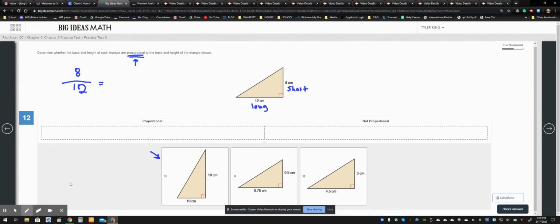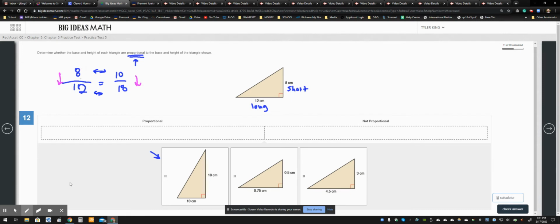Now, we're looking at our two legs here. We have a short leg, we have a long leg. We want the short to be on top to match up with the 8. So we're going to put 10 on top. We're going to put the long on bottom so it matches up with the 12. So we're going to put 18 on bottom. Now that we have this, we can check to see whether or not they're proportional. We can do this in a lot of different ways. We can reduce both fractions to check to see whether or not they're equal to each other.